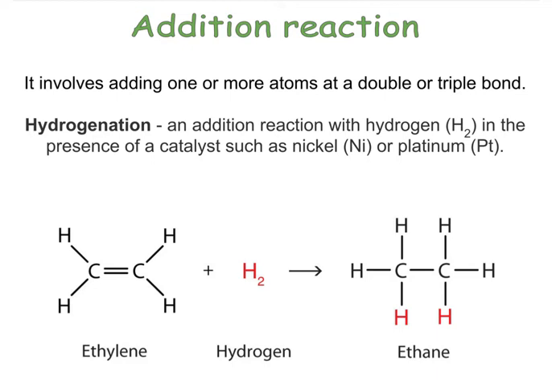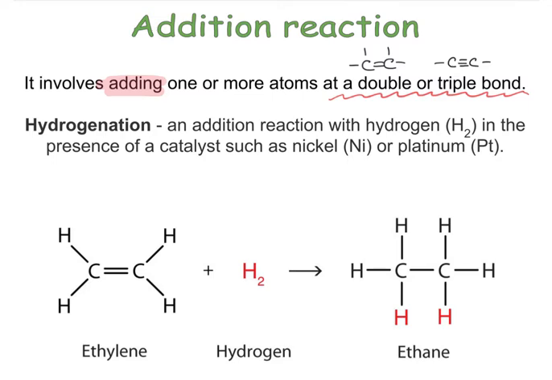Now let's talk about addition reactions. Addition reactions involve adding one or more atoms to a double or triple bond. So this time around we will be talking about reactions that are happening to unsaturated hydrocarbons. In addition reaction, the double or triple bond will be broken to accommodate for the addition of the atoms.